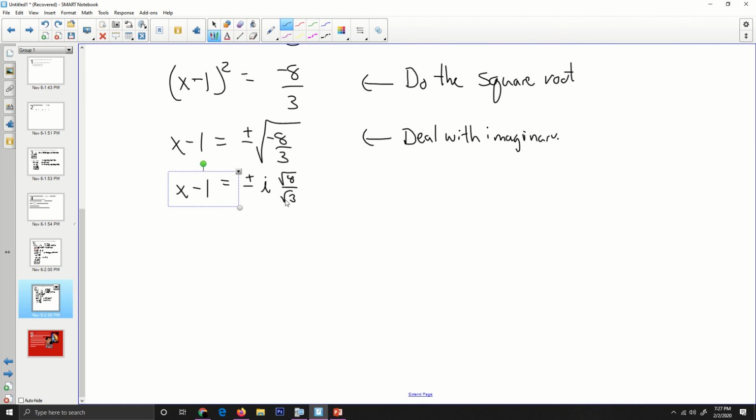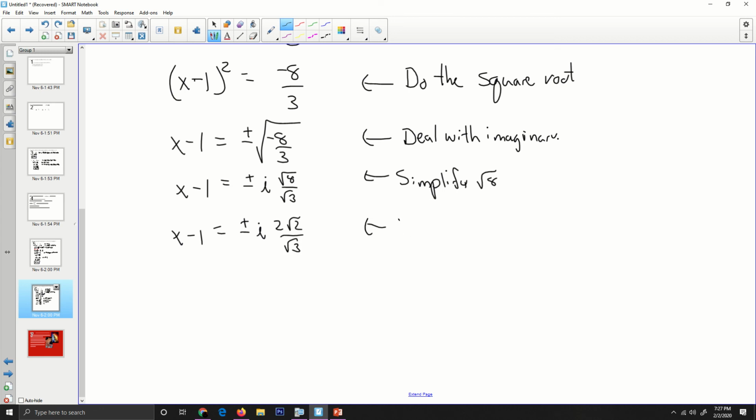So we've got two things here. We have to simplify the square root of 8, and so we'll do that first. So I've got x minus 1 equals plus or minus i. 8 isn't a perfect square, but it has a factor that is. 4 is a perfect square. The square root of 4 is 2. 4 times 2 is 8. So I still have that square root of 2 there, so I have to leave the square root of 2 there. And I have the square root of 3 on the bottom.